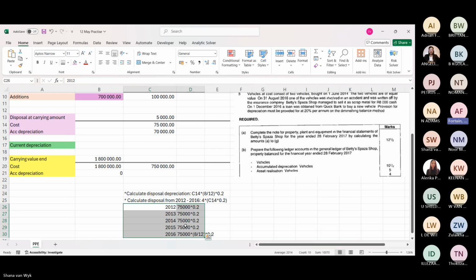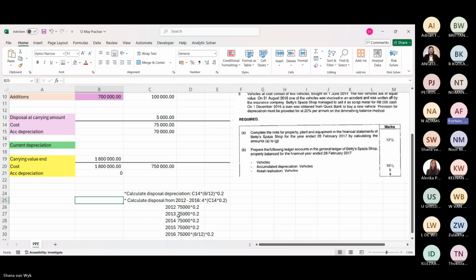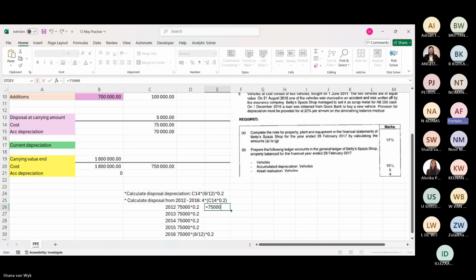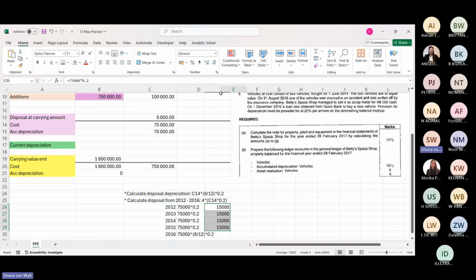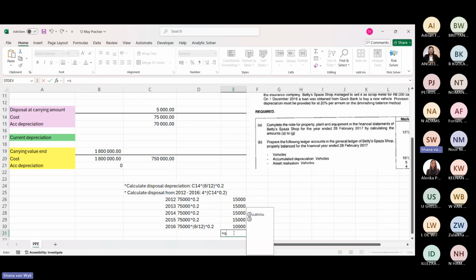Shauna, just do the calculations for us there. No, Shauna. Go to 2012. Go into the next column, E, next to that. Say equals 75,000 times 0.20. Okay, now do it like that so that everybody can see. There we go. Then 75,000 times 8/12 times 0.2. Okay, then I'm just gonna sum this. How many months was that for? 8 months.